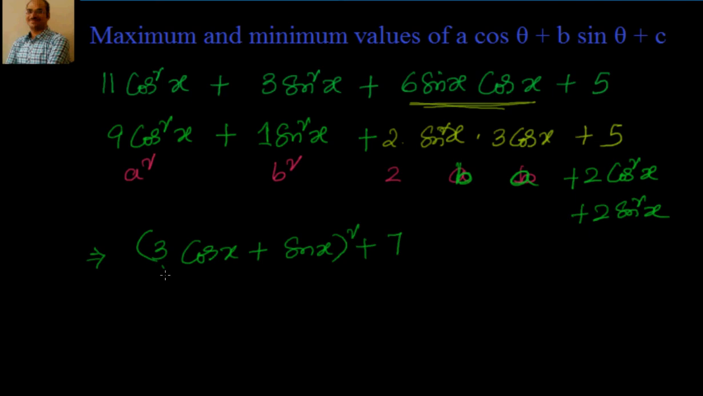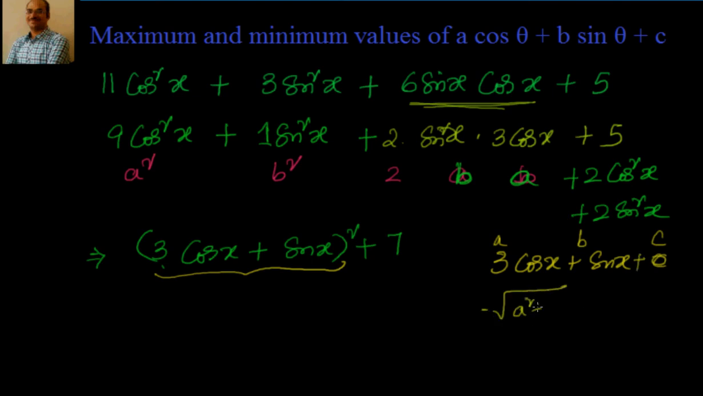First let me find out the minimum and maximum values of 3 cos x plus sin x. I'll do it here. 3 cos x plus sin x, this is what I have to find the maximum and minimum value of. Now a is 3, b is 1, c is 0. So my values will be minus square root of a square plus b square and plus square root of a square plus b square, because c is 0.